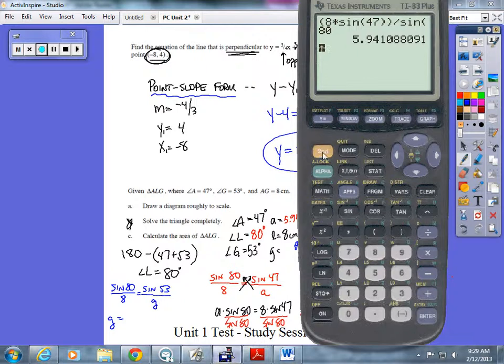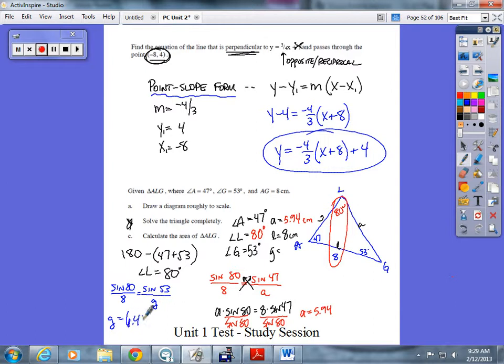And the cool thing about this is nothing changes here except my 47 is now going to be 53 because I'm talking about side G. So if I do that, I can go ahead and enter, and I get a value of 6.49 for side G. Okay, 6.49 centimeters. Please make sure that you round all angles to the nearest tenth, all sides to the nearest hundredth. Also make sure you label all of your answers, whether it's centimeters or degrees.